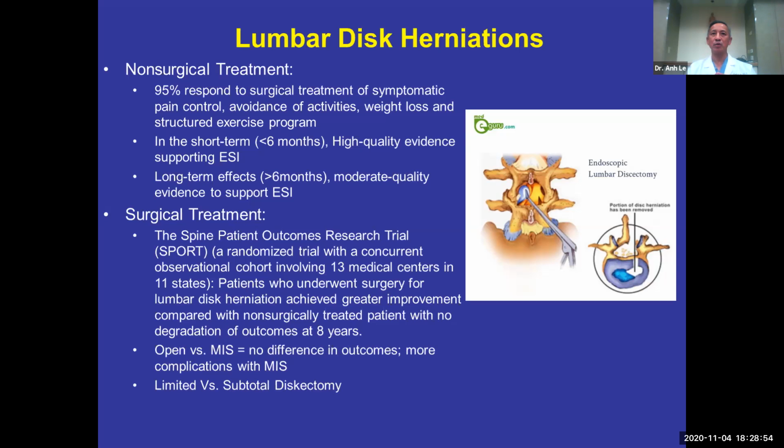All right, what about epidural steroid injection? If you try all these medications and they do not work, then the patient is a candidate for epidural steroid injection. If you look at these two sentences, what do they really mean? In the short term, high quality evidence supports epidural steroid injection. Long term, moderate quality evidence. What does this mean?